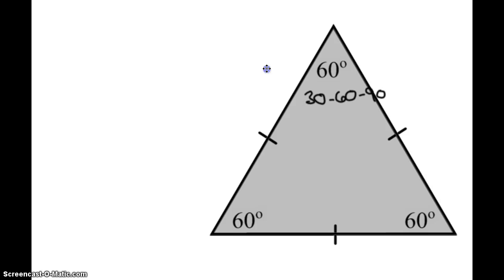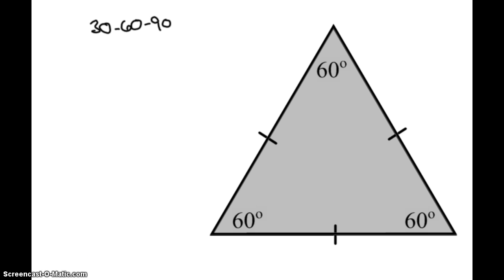So we're going to be talking about a 30, 60, 90 special triangle, and to try to understand the 30, 60, 90 special triangle, we're going to go back to its roots. We're going to take a look at an equilateral triangle. We know that an equilateral triangle has three congruent sides, and we also know that it's equiangular. It has three congruent angles, and those angles are all 60 degrees.